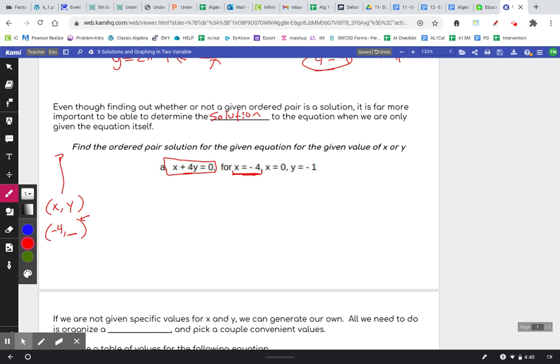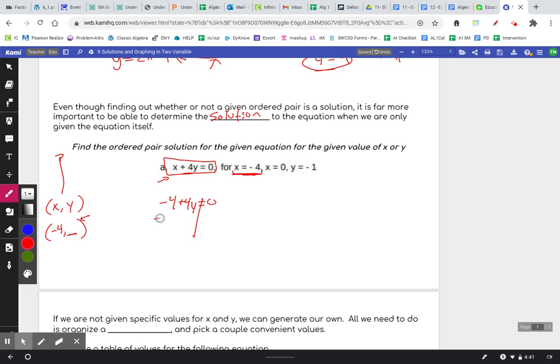So we're going to find that out by plugging in -4 for x. I'm going to copy this equation down, but in for x, I'm going to substitute in this -4 that it's telling us. So I have -4 plus 4y equals 0. And now I just need to figure out what y is. Well, that's just isolating y. It's getting y by itself. So in order to do that, I just move everything across the equation until y is isolated.